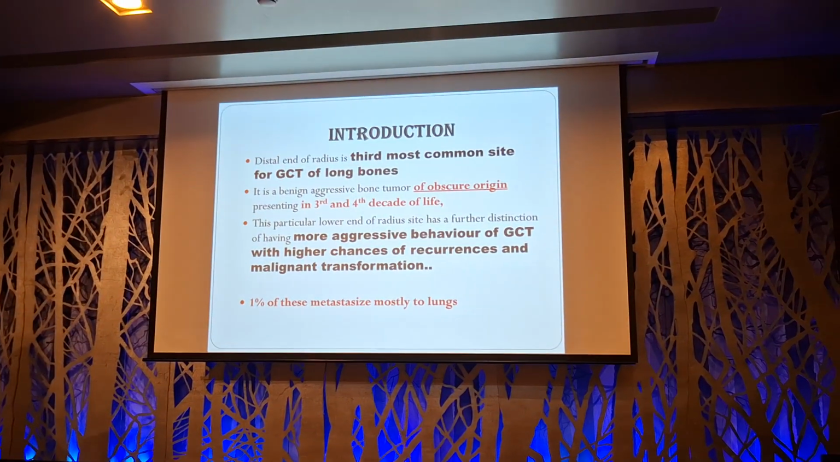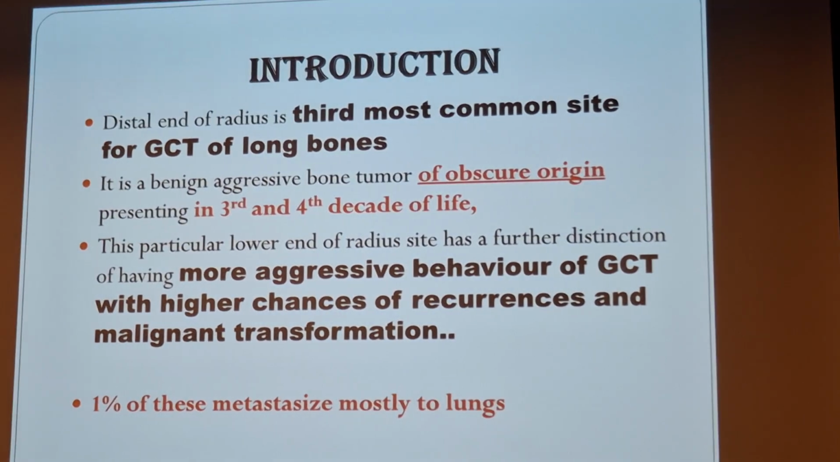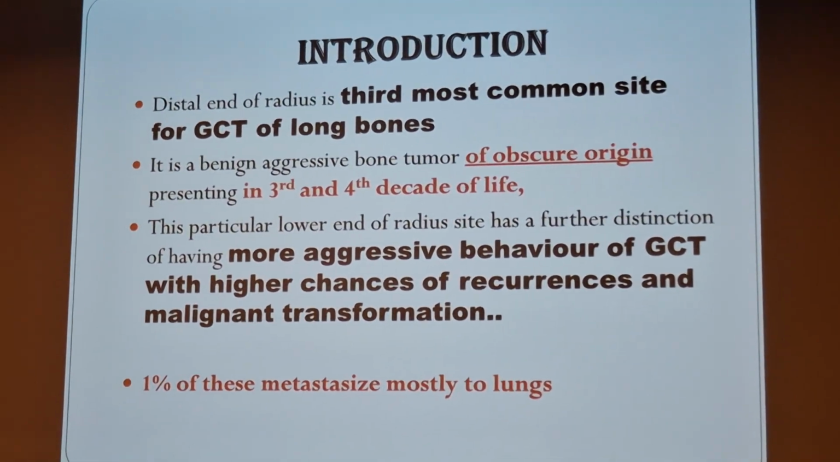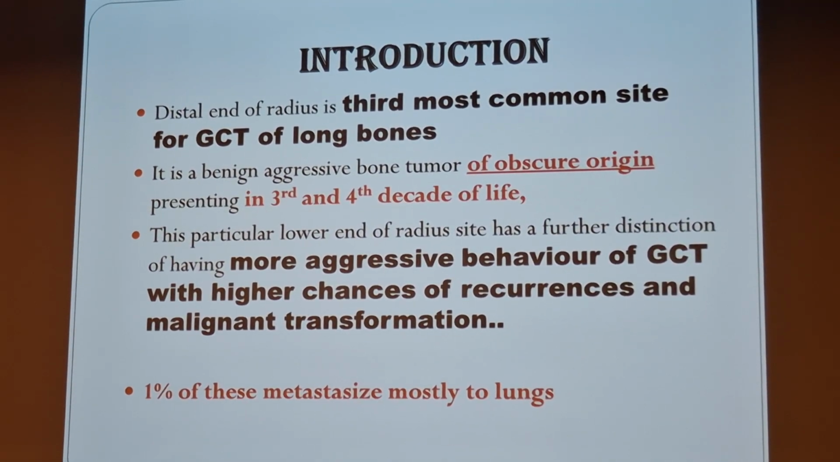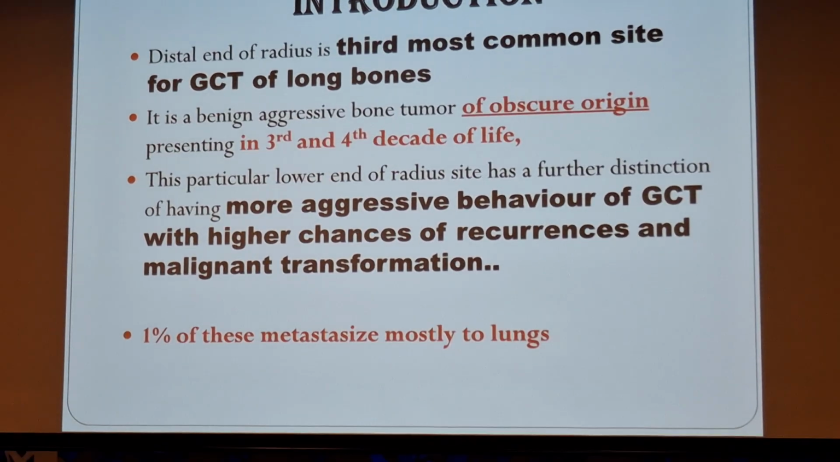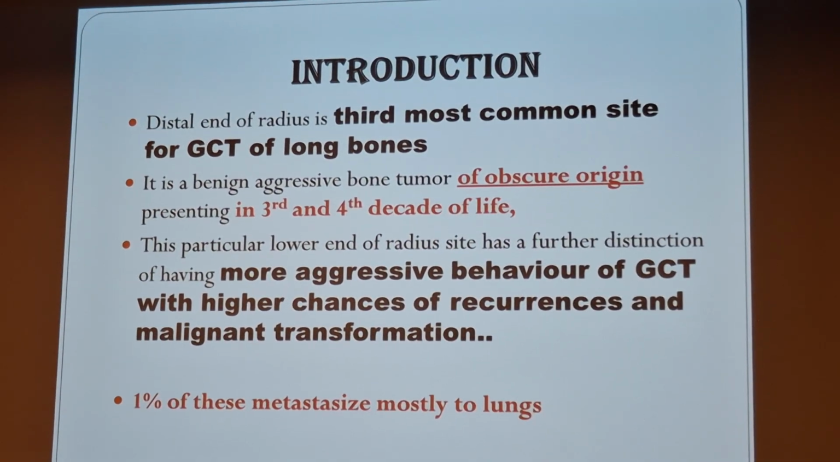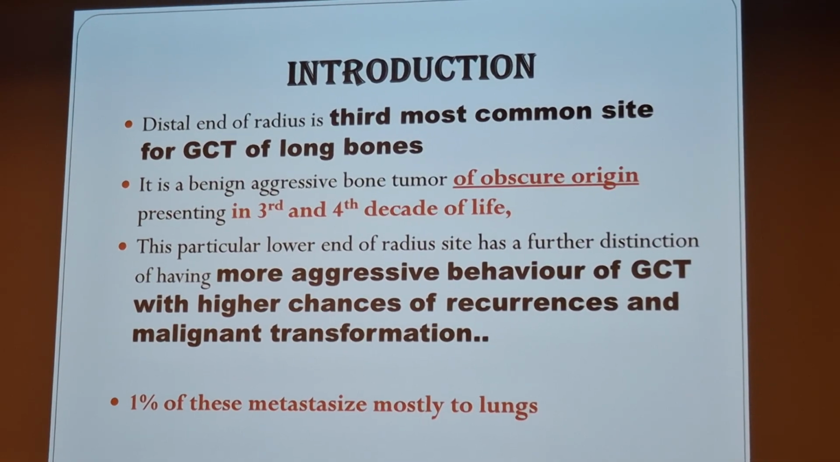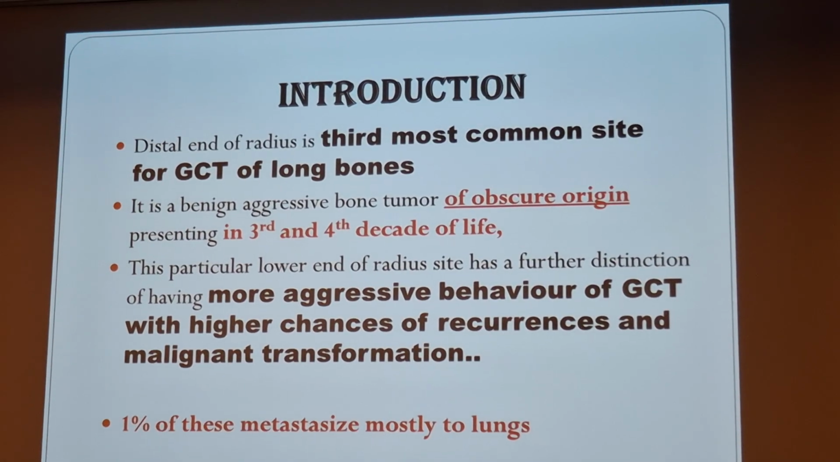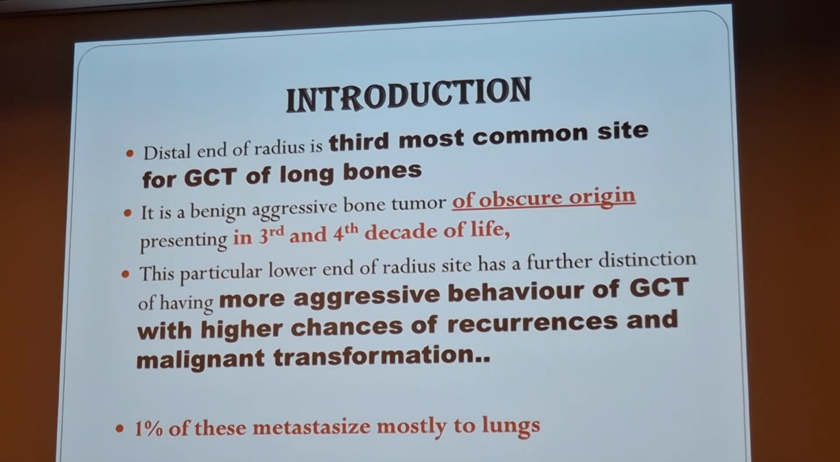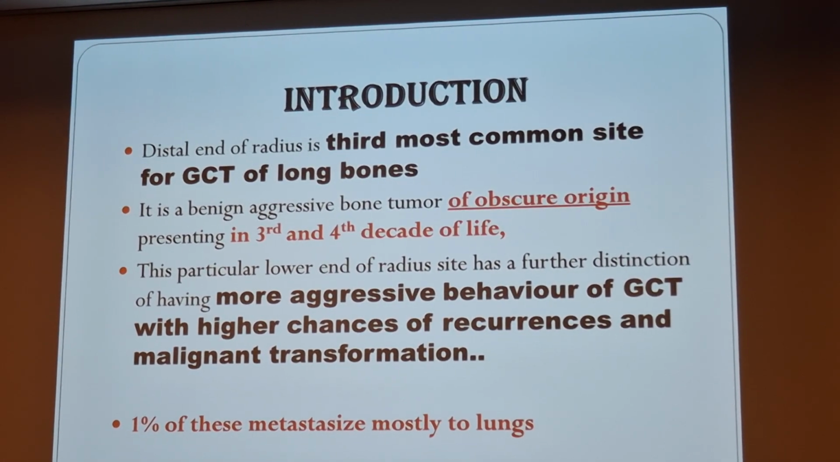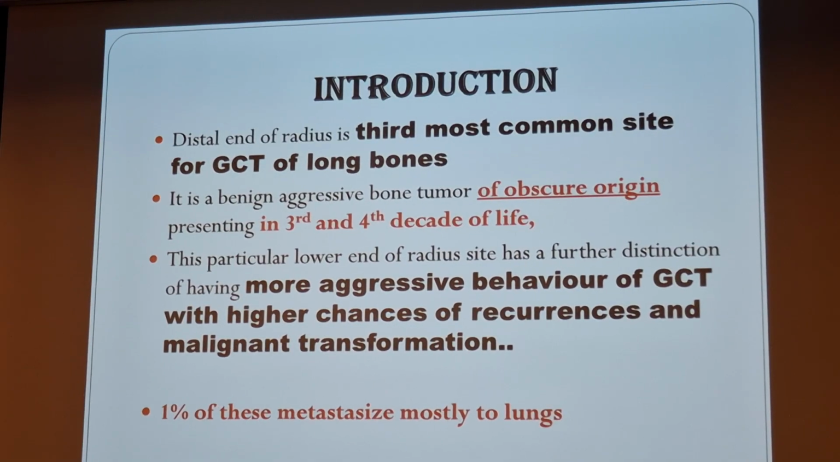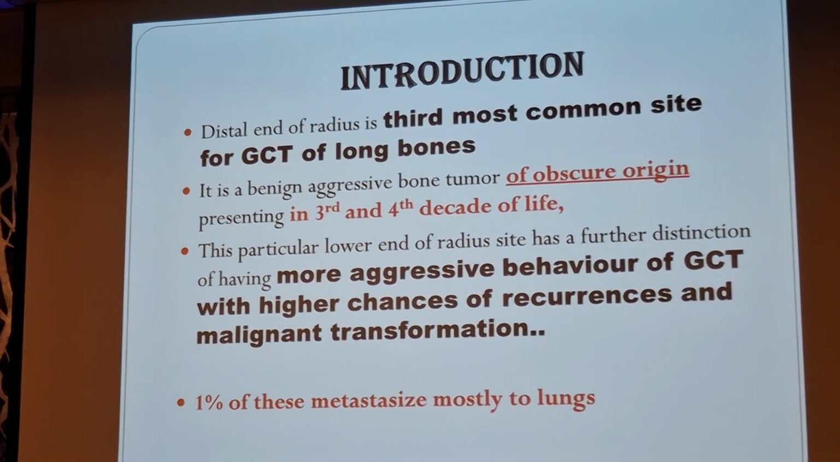My topic is lower end of the radius, benign giant cell tumor, en bloc excision and reconstruction, a study of 9 cases. We all know the distal end of the radius is the most common site for benign giant cell tumor (GCT) of the long bones. It is a benign aggressive bone tumor of obscure origin presenting in the 3rd and 4th decade of life. This particular lower end of the radius site has the further distinction of more aggressive behavior of GCT with higher chances of recurrences and malignant transformation.